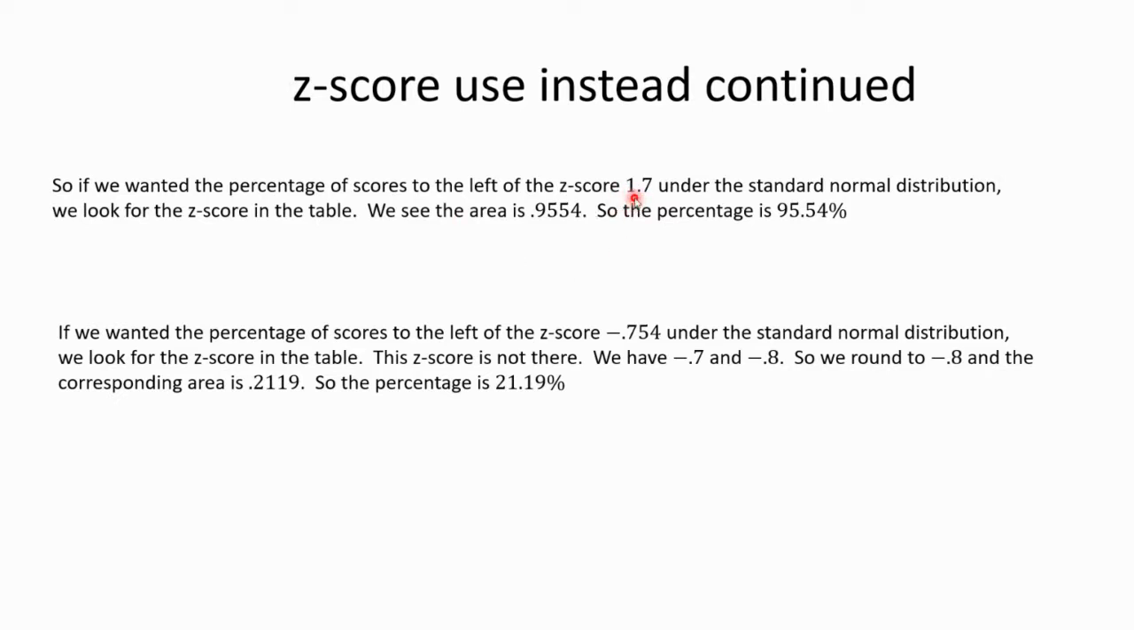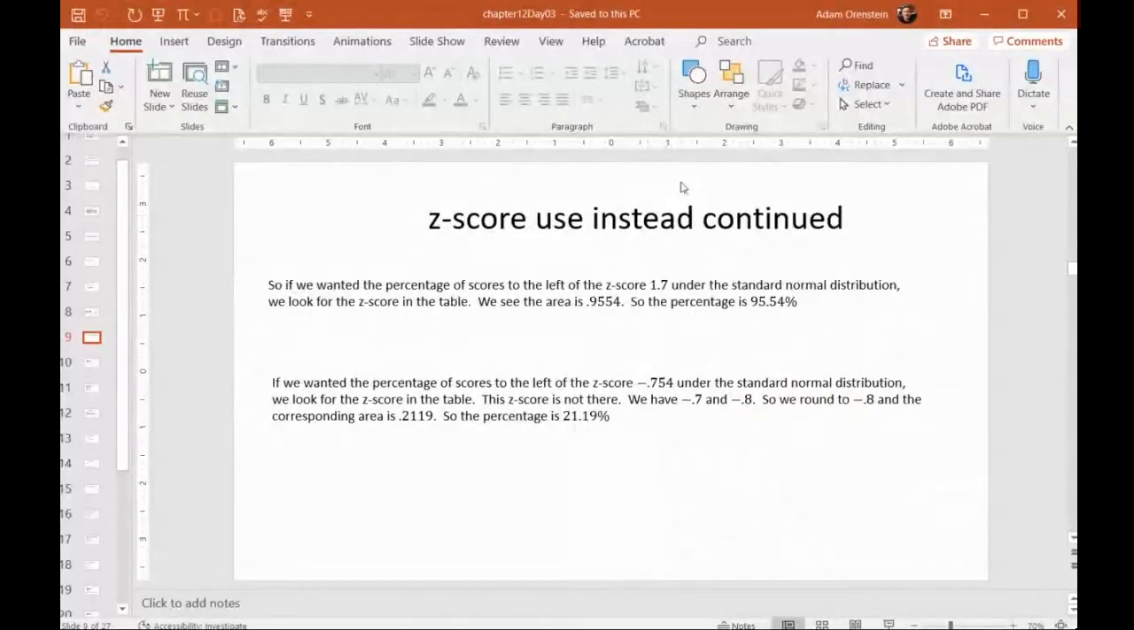Let me get back to the table actually. Again, the notes I emailed, so you should have these in front of you. So if we want the percentage of scores to the left of this z-score, you can imagine we're in an example. The data value we converted, we got its z-score to be 1.7.